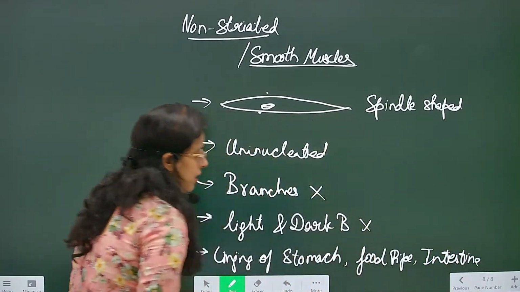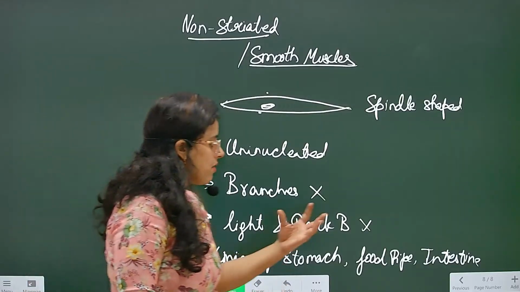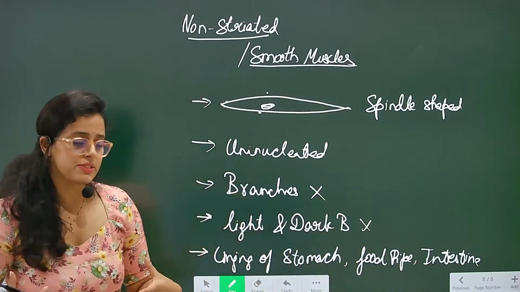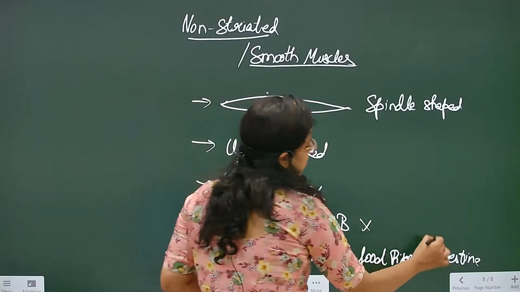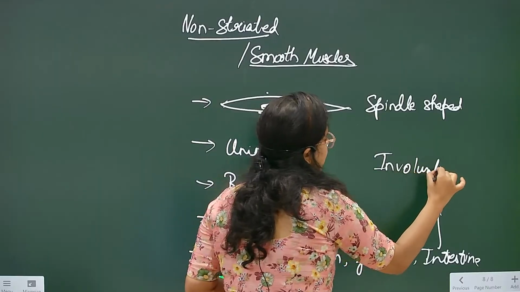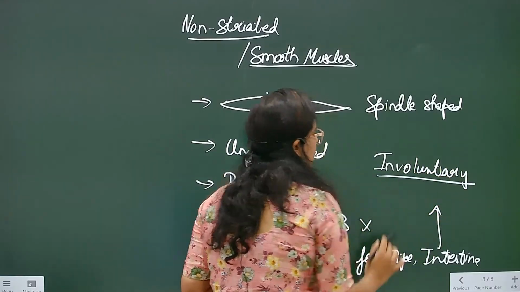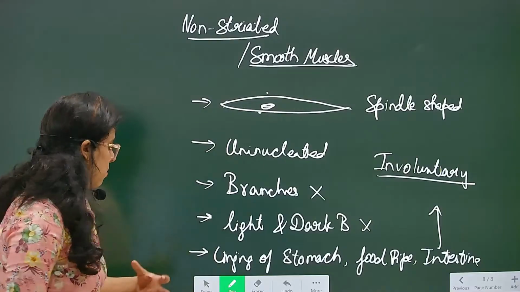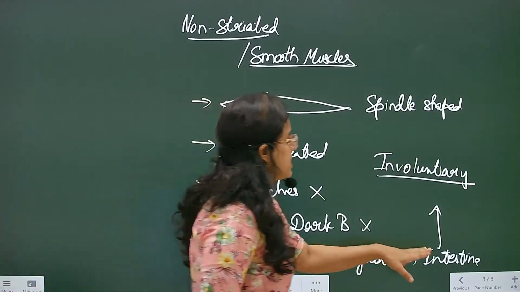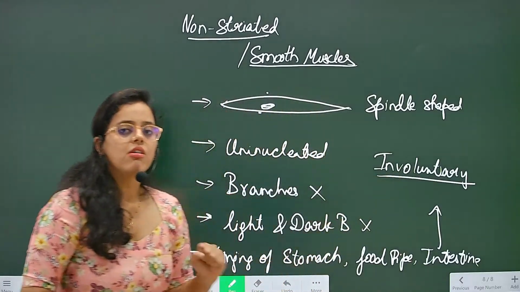Okay, so stomach movement or food pipe movement, esophagus movement or intestinal movements are not controlled by us. So this kind of function is involuntary, which is directly controlled by spinal cord and brain without our own grip on it. Okay, so the stomach or food pipe or intestine, they have involuntary function.